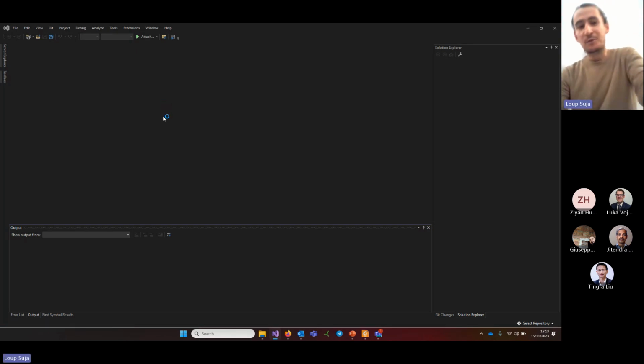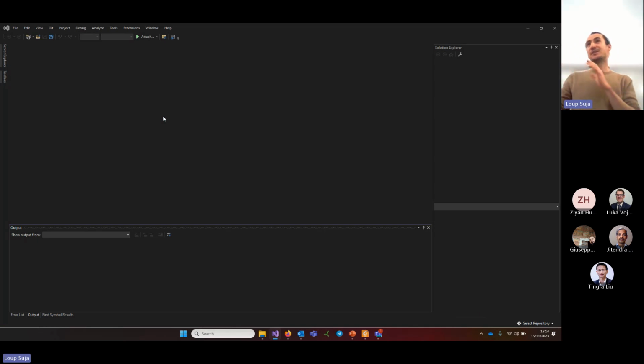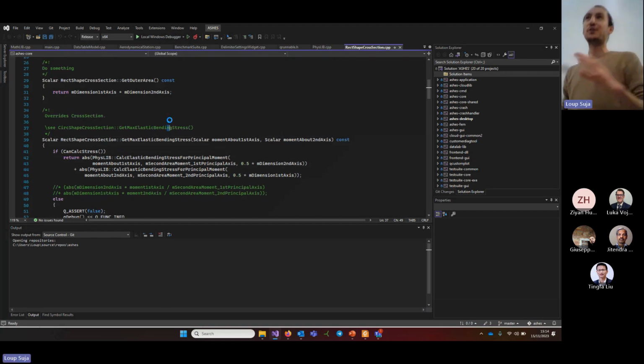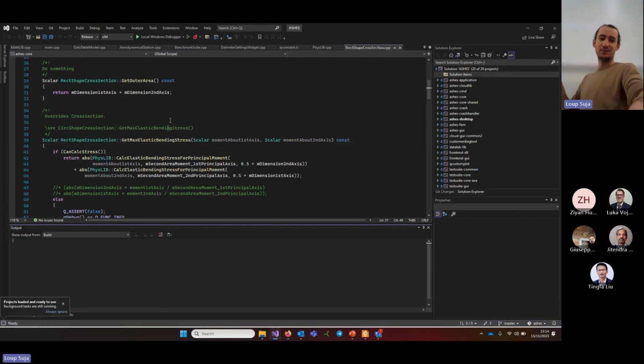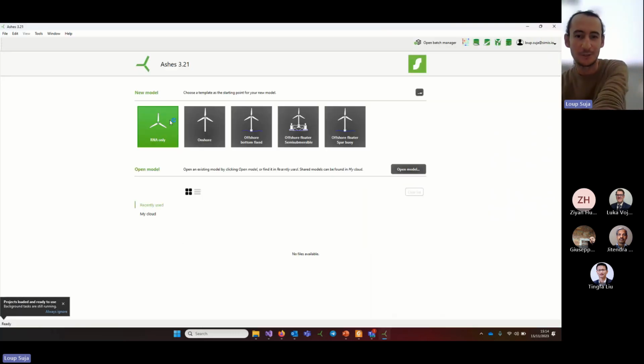I'm going to use a version that's not online just yet. So if you download the software, you won't have to deal with this ugly piece of code. It's just because I wanted to show you the latest version.